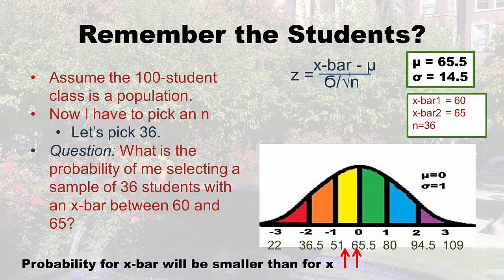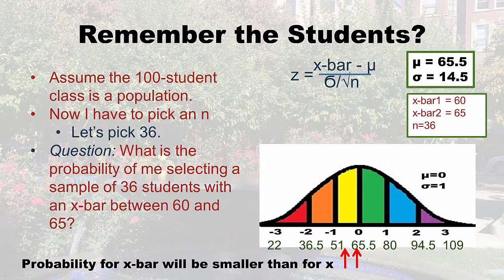Okay, now we're going to try a different one. That one was asking, what is the probability of me selecting a sample with an x bar greater than a certain number? Now we're going to talk about the probability of selecting a sample with the x bar between two numbers, right? So again, we're back with our poor student class with this terrible chemistry test. This time I decided to choose the n of 36.